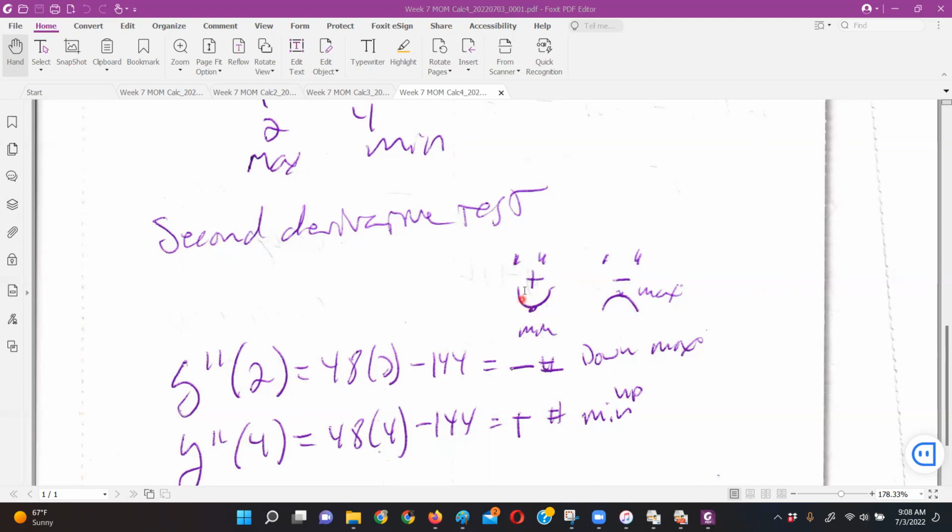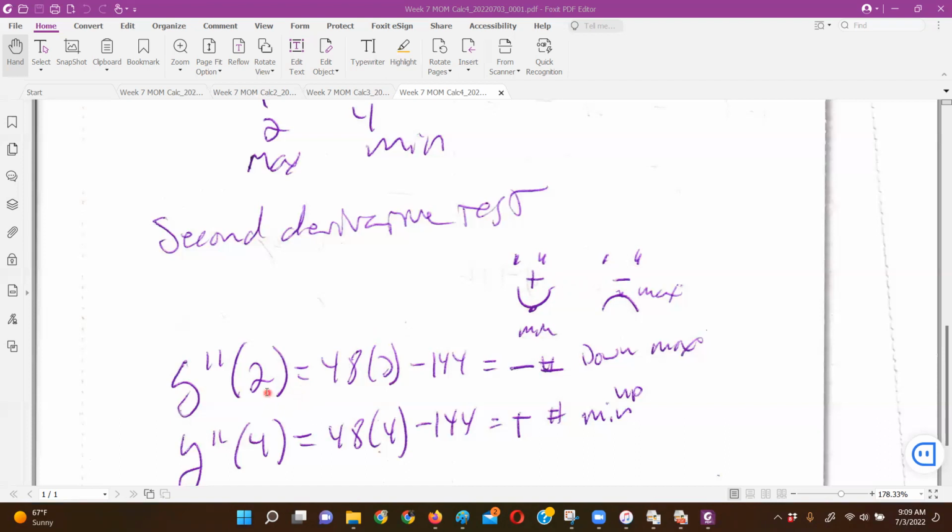When the second derivative is positive, the function is concave up. When the second derivative is negative, it's concave down. And if it's concave up, it's a minimum. If it's concave down, it's a maximum. So maybe that'll help you remember that. Katie came back and was very glad to show me that.